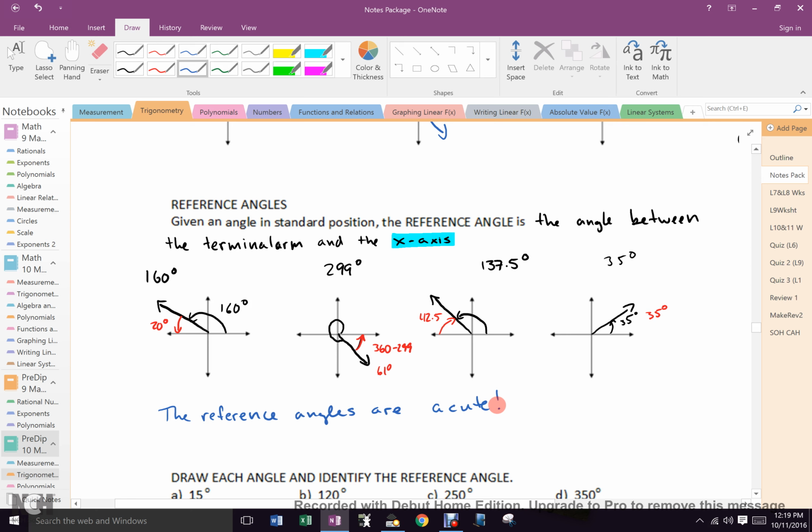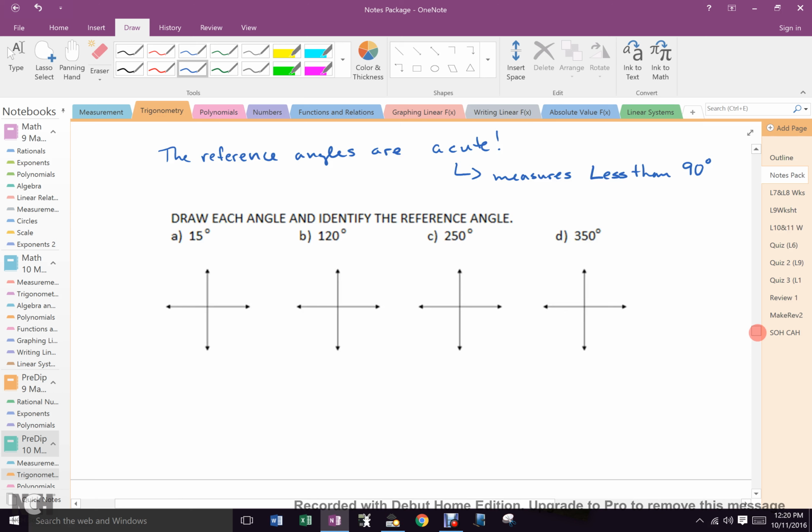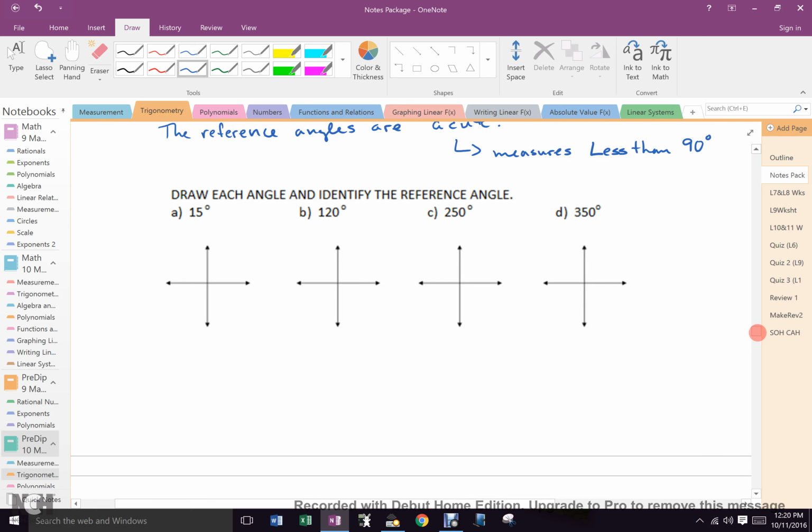And if you don't remember what acute means, it doesn't mean you want to take it to the prom. It means it measures less than 90. Okay. Now, don't get me wrong. If you want to take an angle to the prom, you're welcome to. Just be kind of hard to find a dress for it. Nothing? It would have to be a cute one.